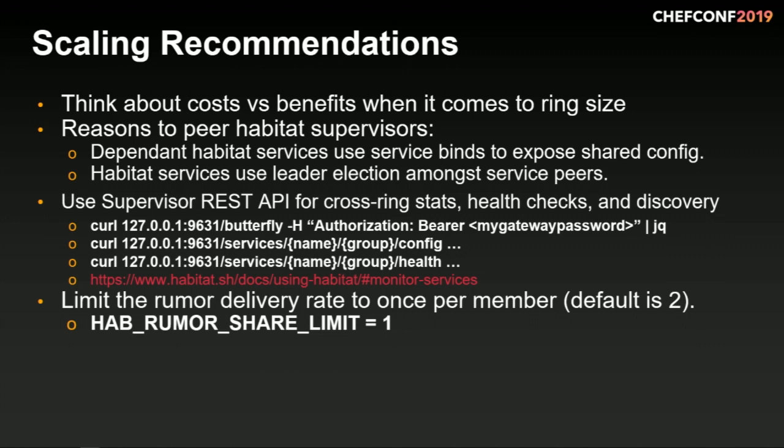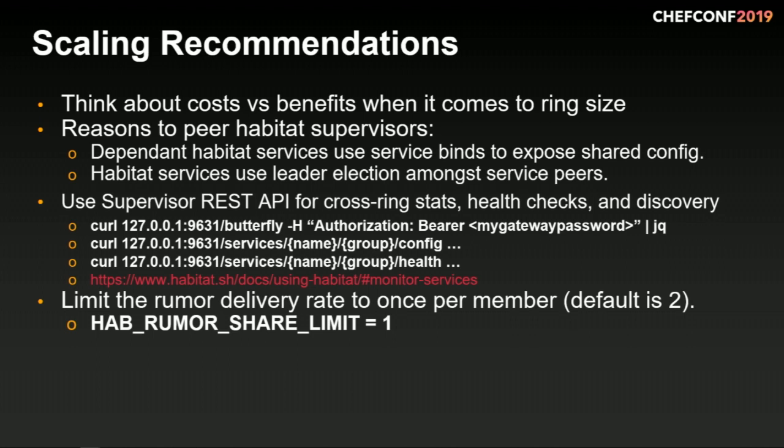So what we're recommending with scaling right now is, as Andrew said, with several of the topologies he talked about, you always want to realize that scaling comes with a cost, and you want to weigh the costs and benefits when you're peering things, when you're peering Habitat supervisors. And two of the main reasons why you want to do that are when you have dependent Habitat services that rely on service binds for dependent configuration between the two.